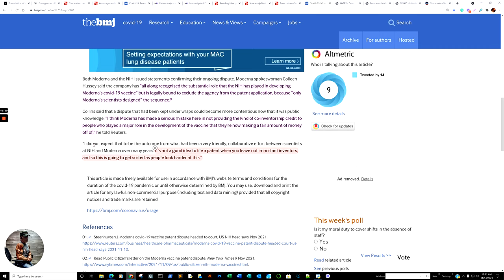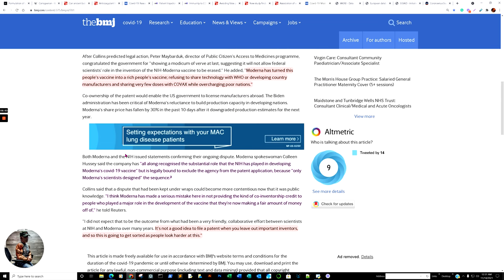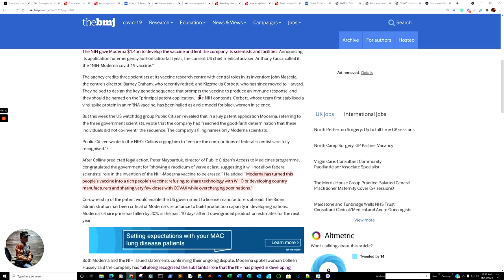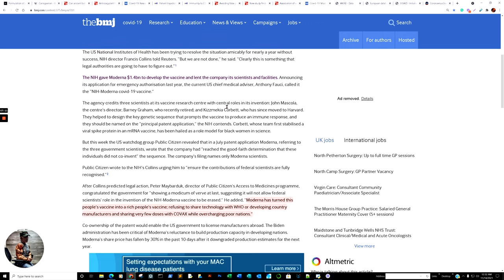So initially, they said, quote, "I did not expect that this is the outcome from what we have been a friendly collaborative effort between scientists at the NIH and Moderna over many years." And they just cut them out. The researchers did a great job in the discovery of the vaccine, and Moderna used the U.S. government lab, the researchers, and the facilities, and so on and so forth. And then they just quietly erase all the participation of public officials.